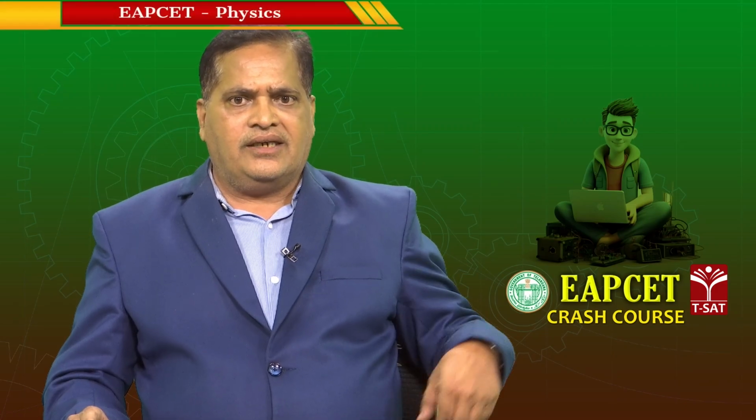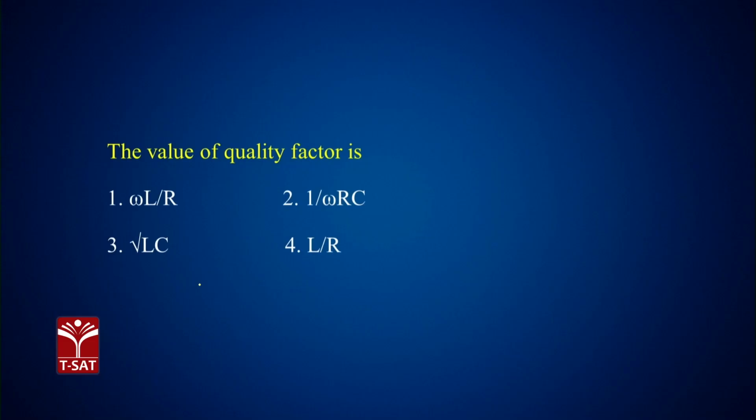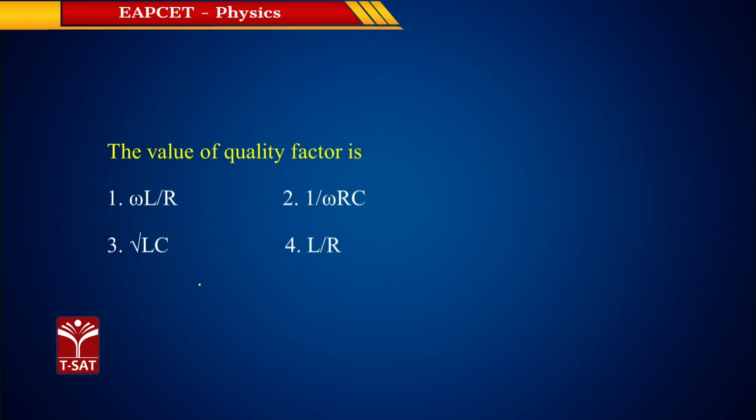Today in physics we will discuss the next problems. The value of quality factor is: first option omega L by R, second option 1 by omega RC, third option root LC, fourth option L by R. Here the first option, omega L by R, is the correct option.